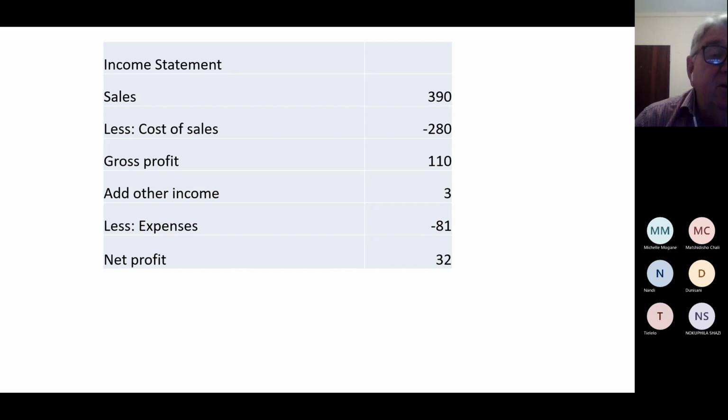So there's your income statement. You've got your sales, less your cost of sales, 390 less 280. That gives you a gross profit of 110. Add other income, 3, less expenses of 81. That gives you a net profit of 32. And so that is your income statement.